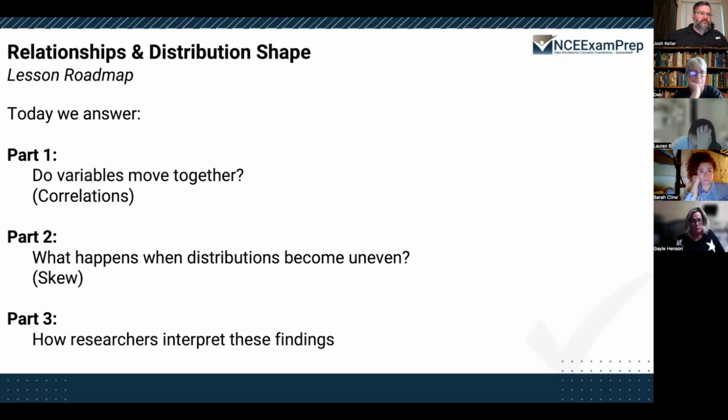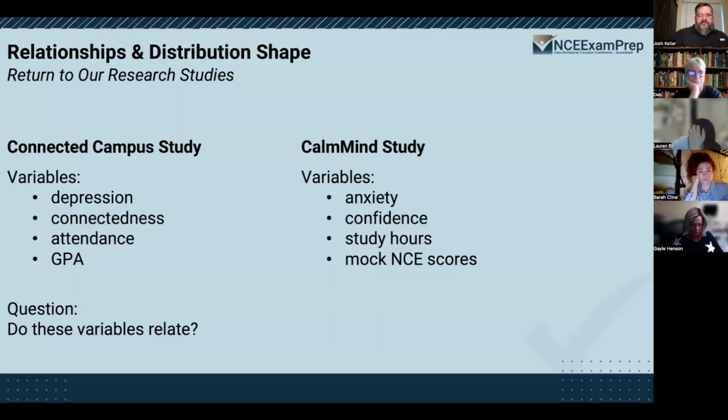We're going to be using our sample data that we've been using to look at those. Okay. So just to refresh your mind, we've got two different sample studies that we've been using. The Connected Campus study is measuring depression, connectedness, attendance, and GPA type things. And then the Calm Mind study that we've created is going to be measuring anxiety and confidence, study hours, mock NCE scores. And so the question that we can ask if we're looking at correlations is, do these variables in each of these studies relate to one another, right?